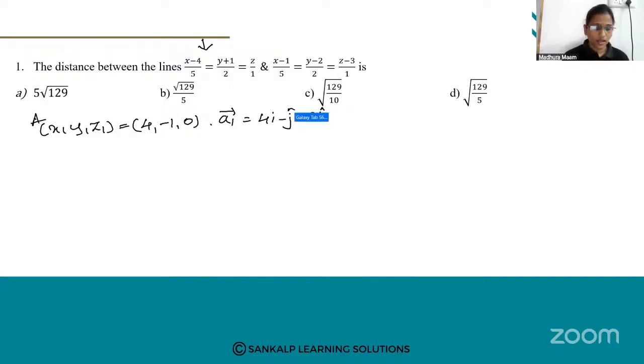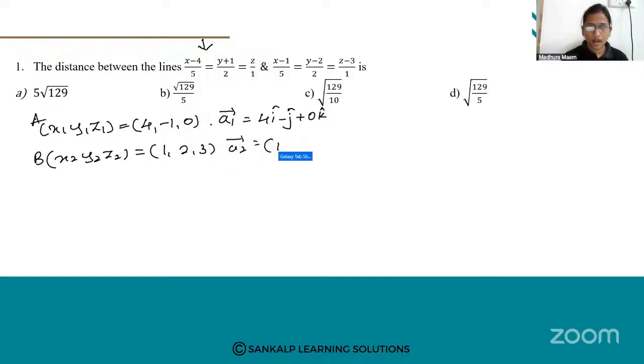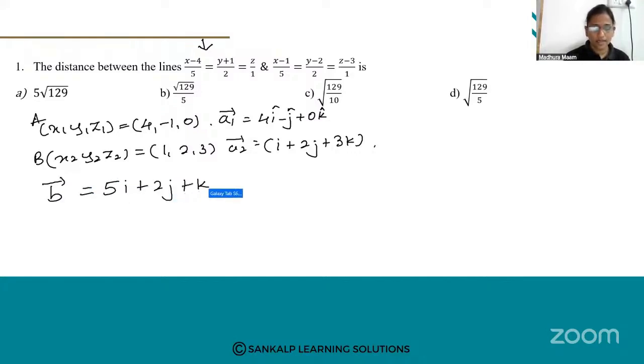Correct? Okay, similarly from the second, x2 y2 z2 in this place we have 1, 2, 3. So a2 is i plus 2j plus 3k. Now since these lines are parallel, the vector b is common, which is 5i plus 2j plus k. Correct? Okay, so what do we need? We need a2 minus a1.